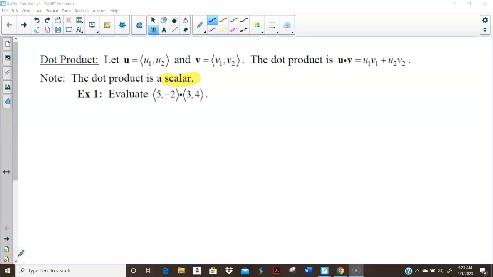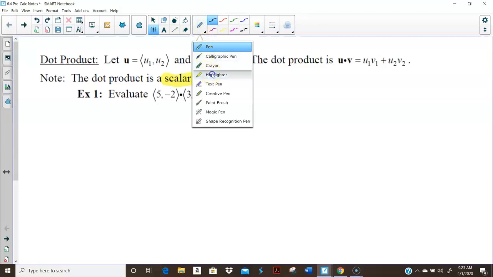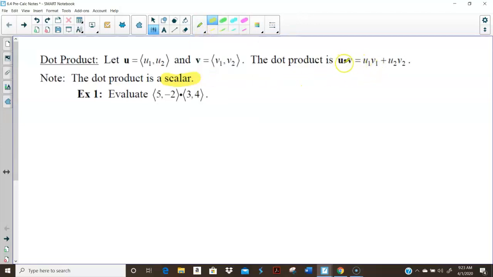Hello, today we're going to look at vectors and dot product. The dot product is vector multiplication. The answer is going to be a scalar. That's going to be just a number. So if you look at the formula up here for dot product, u dot v is going to be u1 v1 plus u2 v2.